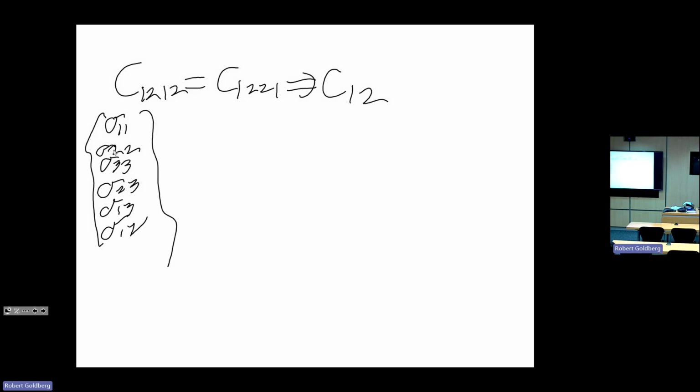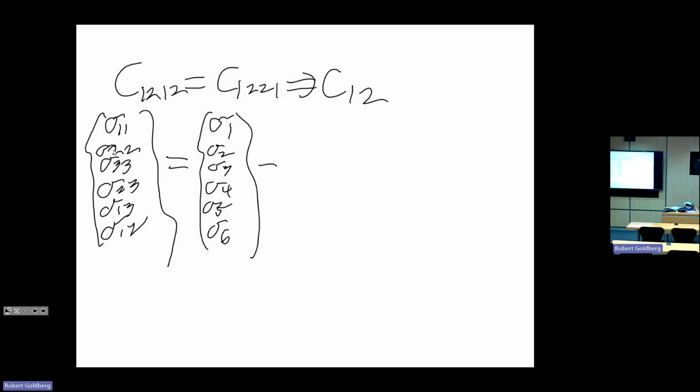And one thing to note, and I'll probably flip back and forth: different books, different references, the order of the shears can change. Some put 1, 2 first, then 1, 3, and 2, 3. Some texts put 2, 3 first, then 1, 3, then 1, 2. And we'll refer to our stresses using a condensed notation where we have sigma 1, sigma 2, sigma 3, sigma 4, sigma 5, sigma 6.